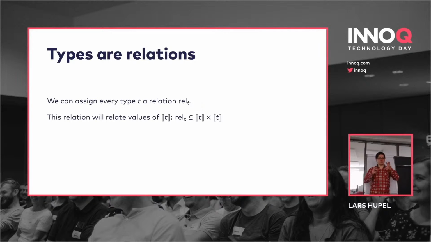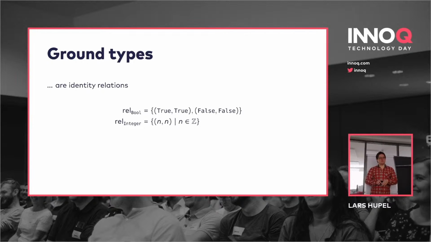So it's kind of a relationship between two equal sets. Now that sounds a little odd, and I agree, but let's just stay with this for a moment. If you look at ground types, so simple types like bool, integer, and so on, this relation is just the identity relation. So we just take the set interpretation and then relate that to itself. So rel bool would be the pairs true, true, and false, false. And for integer, it would be 0, 0, 1, 1, 2, 2, and so on.